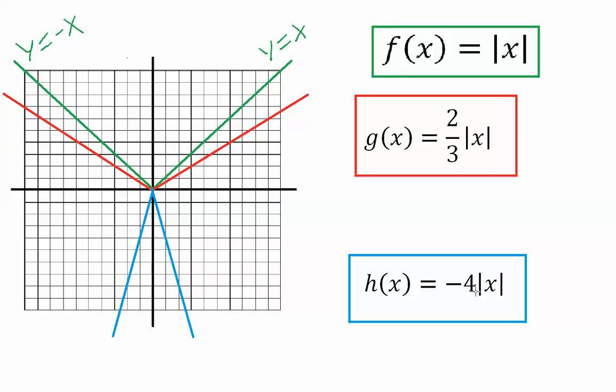So it looks like whenever we multiply by a negative number, it's actually flipping over the x-axis, so that our slopes become negative on this side. And then on this side it'll be a positive slope.